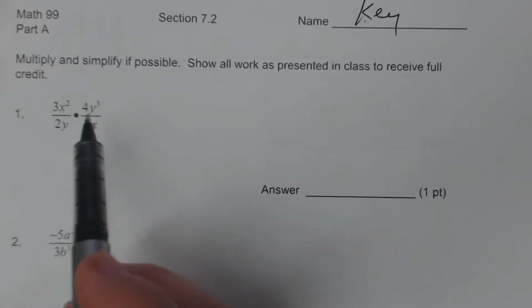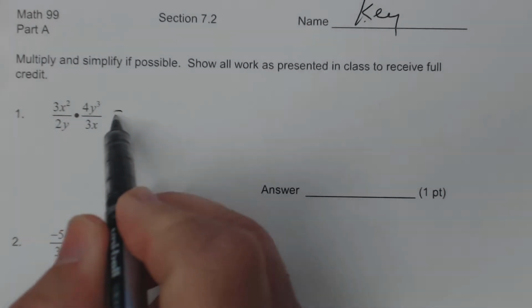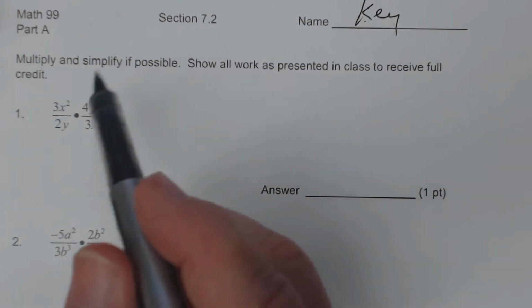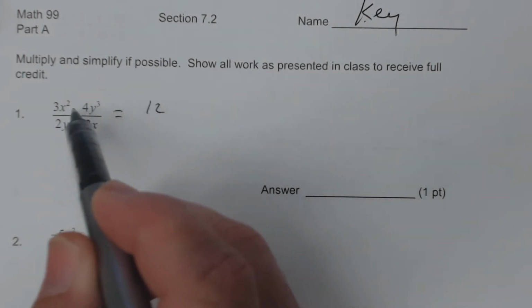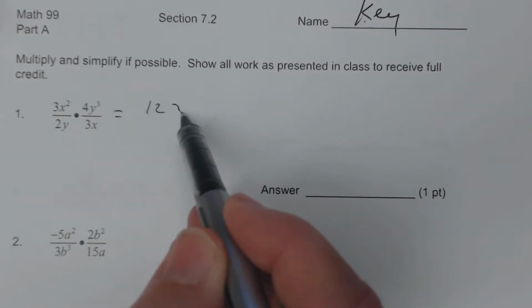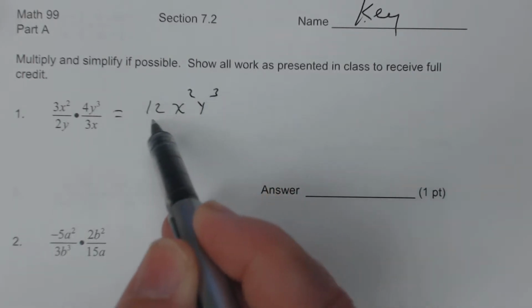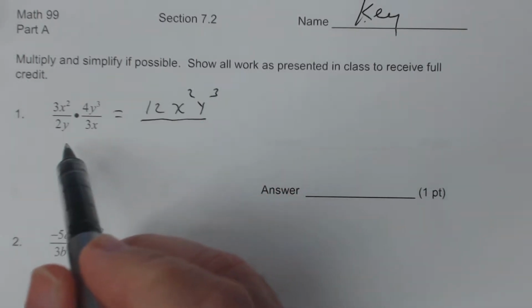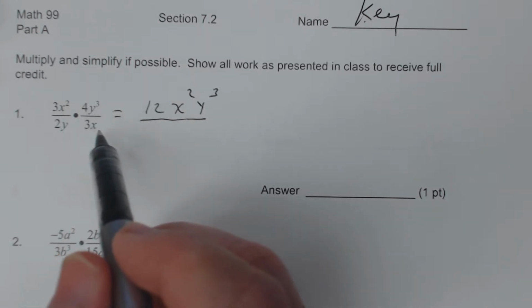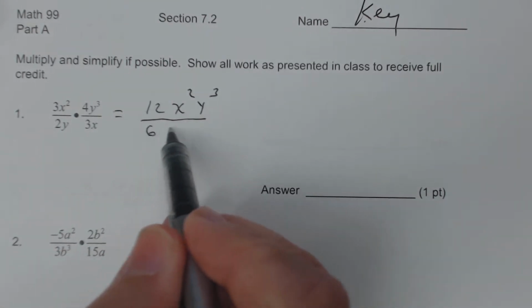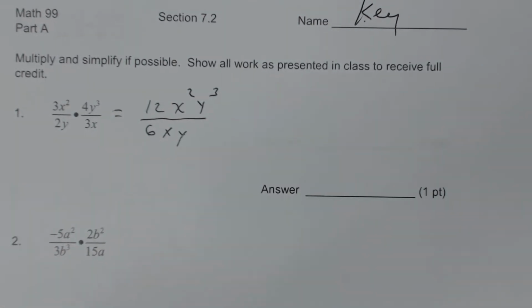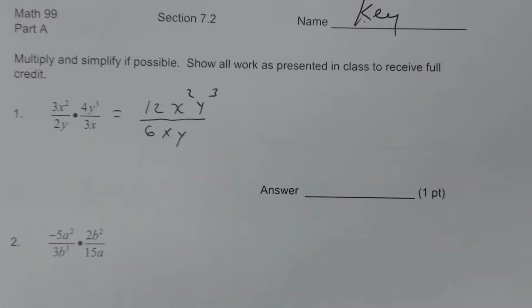So probably the best thing to do with this problem is just to multiply the numerators together first. So we have 3 times 4 is 12. X squared times y cubed is x squared y cubed. All right, in the denominator, you have 2y times 3x, so that's going to be 6xy. All right, so that's where we're at. So that's probably the best thing you should do first.